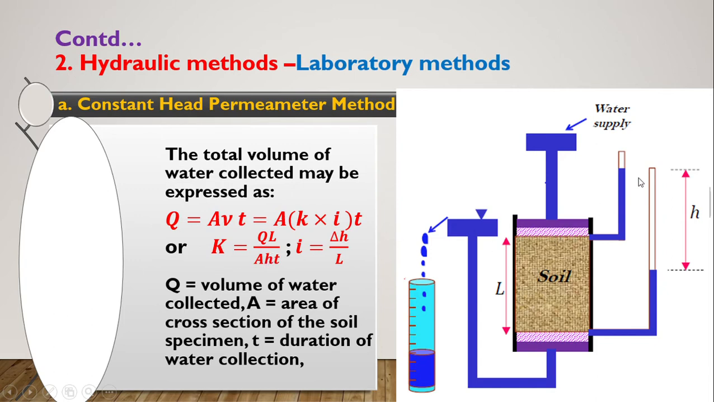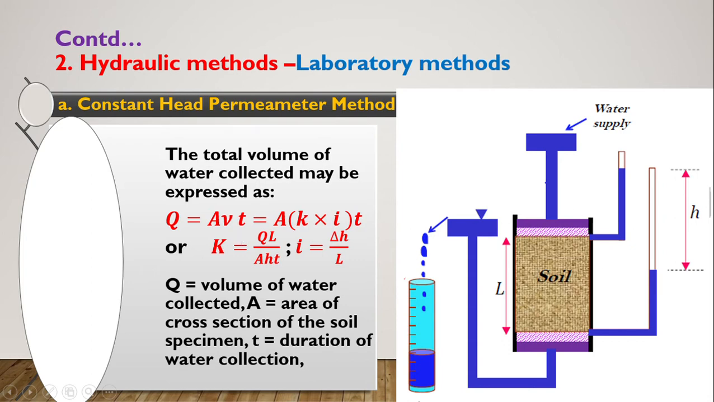H is the head maintained here, so it is a constant head. T is the time taken for collecting this much water. And L is the length of the soil column. So if you know all these parameters, then you can find the K value. So this is how we use the constant head permeameter method.